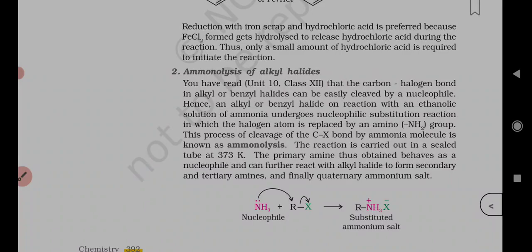So the nucleophile NH3, with lone pair on nitrogen, plus RX. The bond with RX is broken, and instead of X, ammonia is substituted, so it is called substituted ammonium salt. Then RNH2 reacts with another RX to form R2NH, then with another RX to form R3N, and another RX to form quaternary ammonium salts.